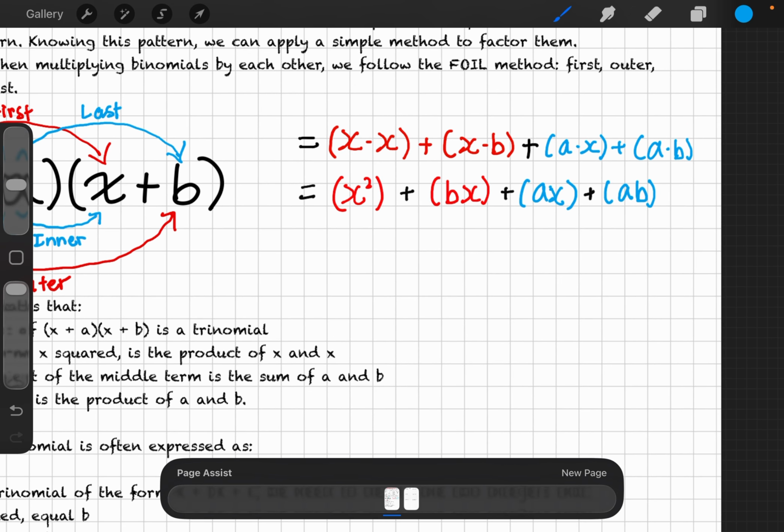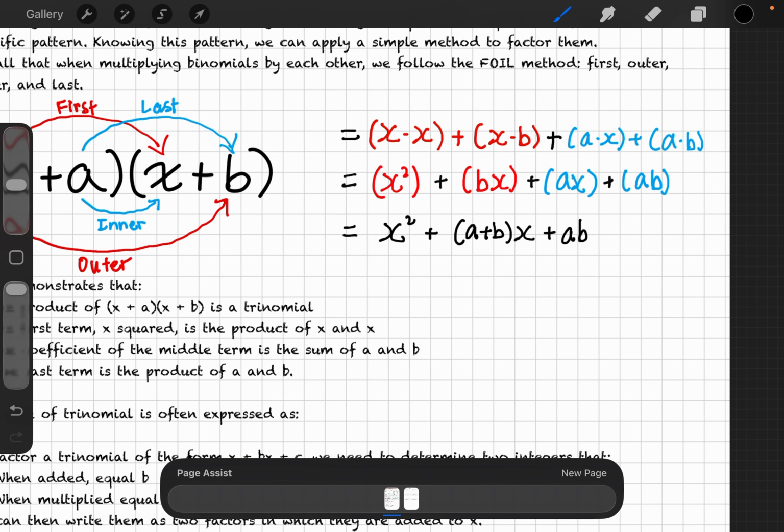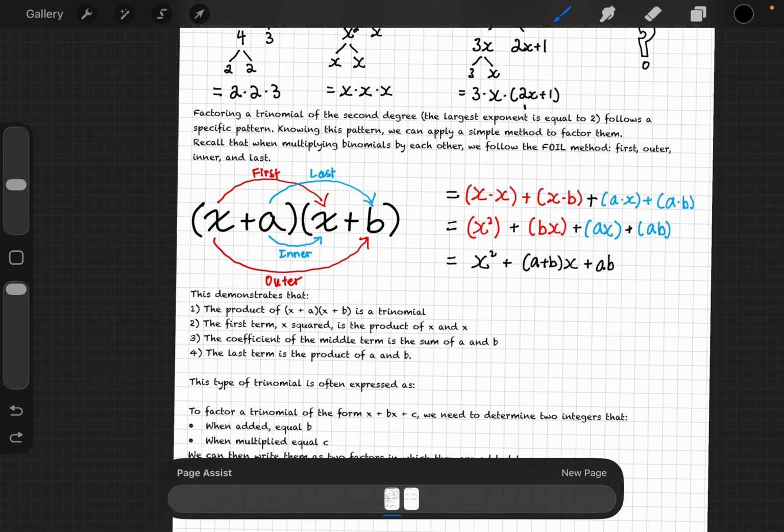All right, and this can be further broken down into x squared plus, we can factor out the x here, so it will be a plus b times x, right? A times x plus b times x, if we had expanded that, right? A times x, b times x. And then we add the final term here, ab. All right, so this is when we expand these two factors here. This is what we get.